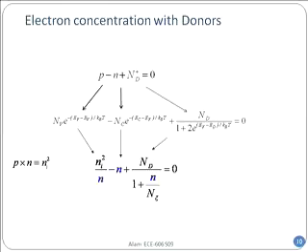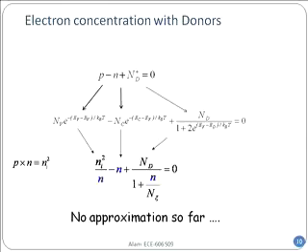Now, this is an equation. The only unknown here is N. And if I somehow can calculate N, I can go home. So far, there's no approximation, but that's not really true, right? Because the law of mass action, how did I derive that? I assume the material is non-degenerate. Do you remember? I multiplied this P expression and N expression, and I got Ni squared only when the material was non-degenerate. So that is an approximation already built into it when I came here. But other than that, I haven't done anything so far.